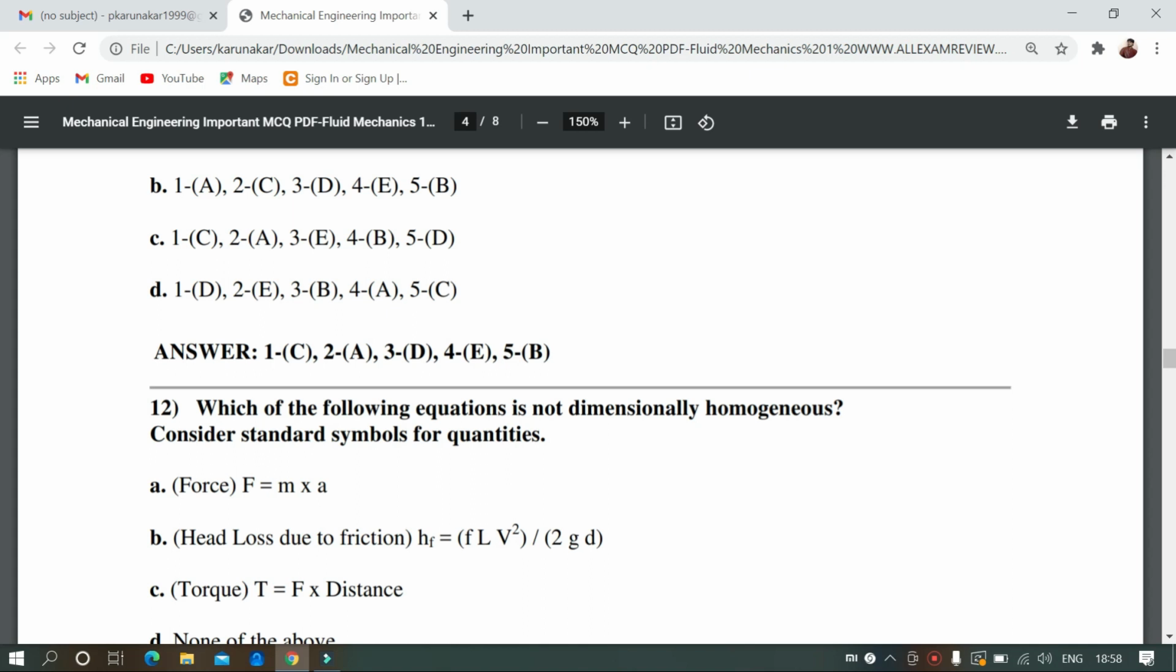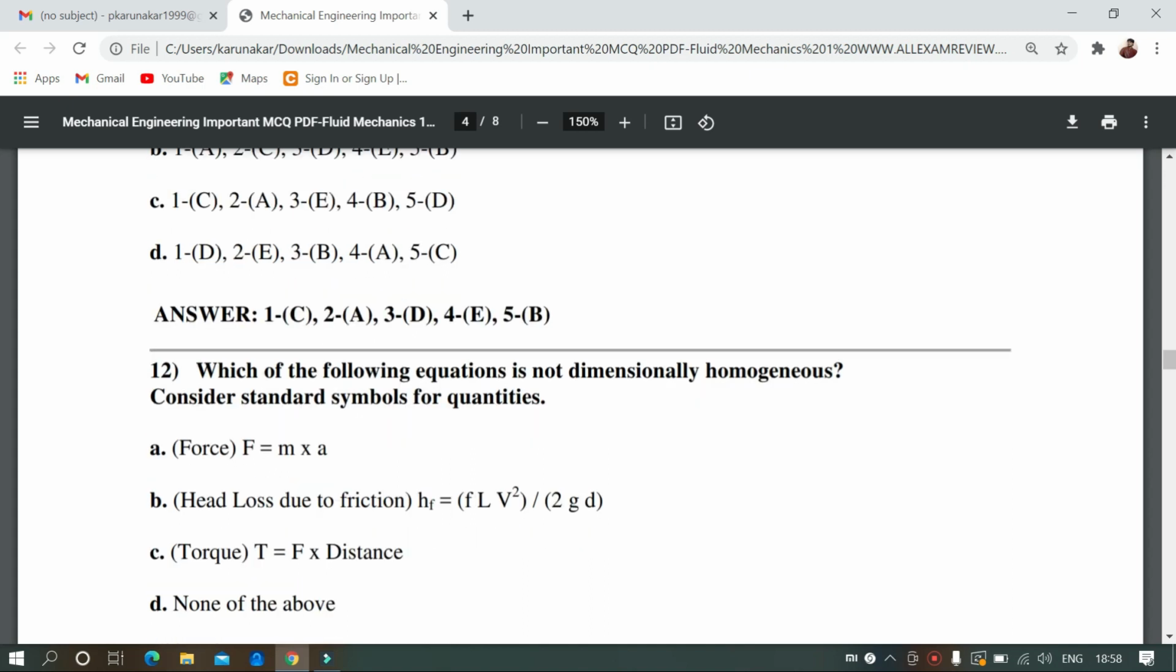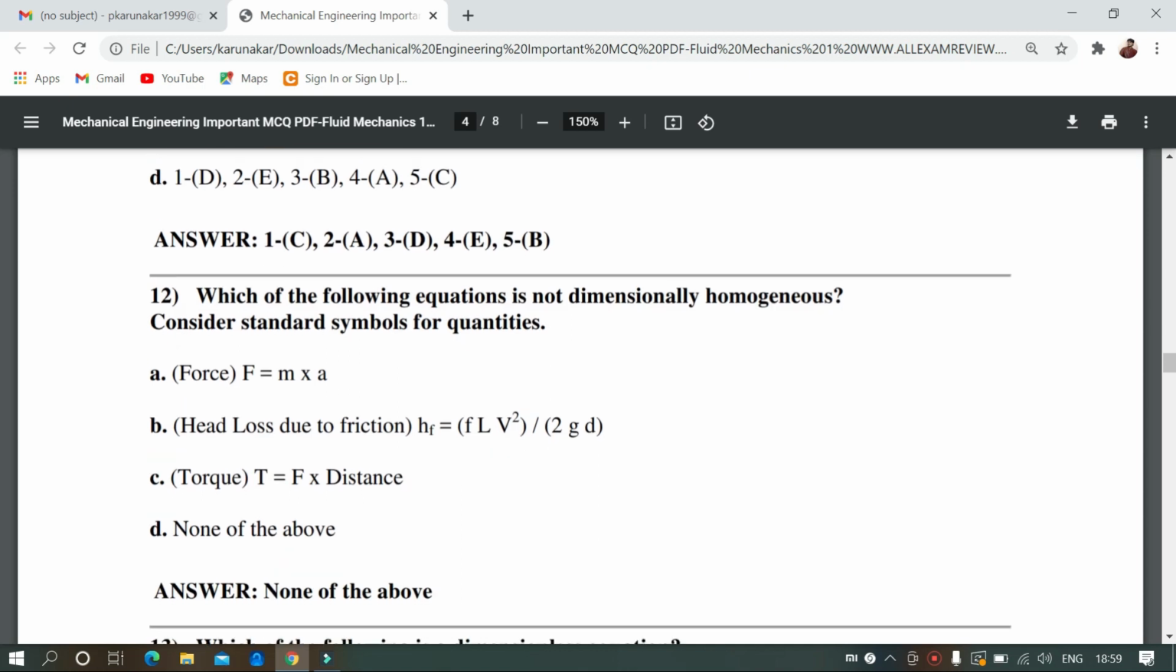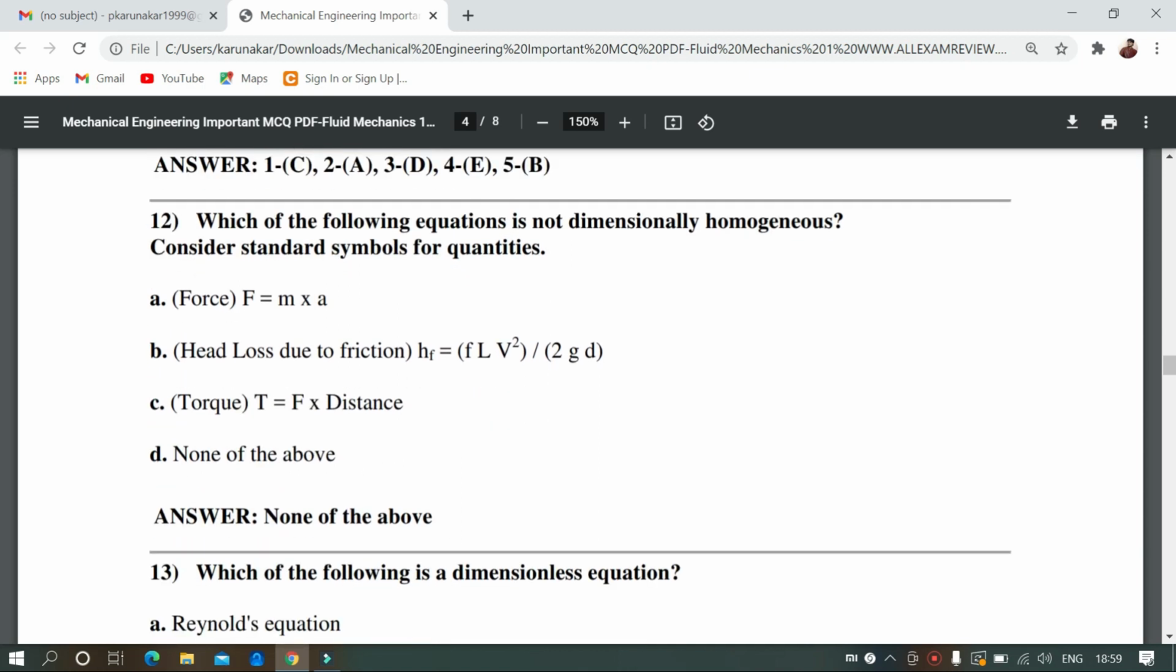Force is equal to mass into acceleration. Option B, head loss due to friction, that is hf is equal to flv, v squared by 2g into d, and torque T is equal to F into distance, where F is force and D is distance. Option D, none of the above. So the answer is none of the above. So guys, the option given is none of the above for the equation not dimensionally homogeneous. Okay.